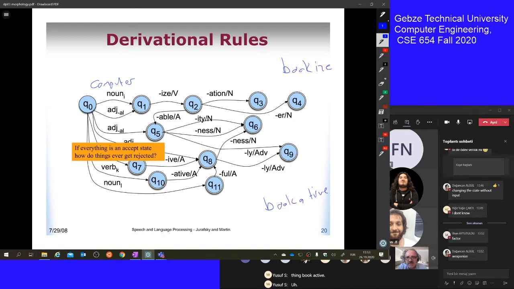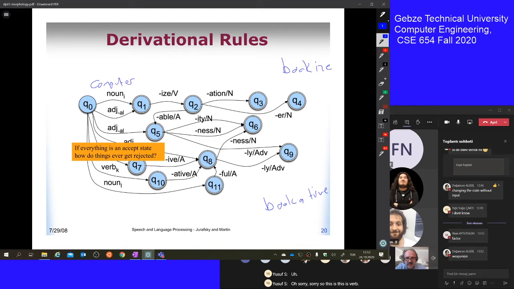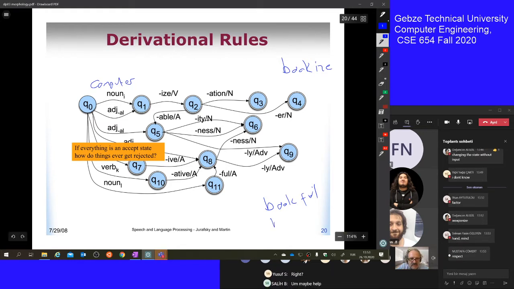Oh, sorry. This is a verb. So I am looking at noun L. It is full. Can we say book full? No, but tell me a noun that ends with full. Maybe helpful. Yes, help. Help could be a verb or a noun, but when you say it, helpful. Yeah.